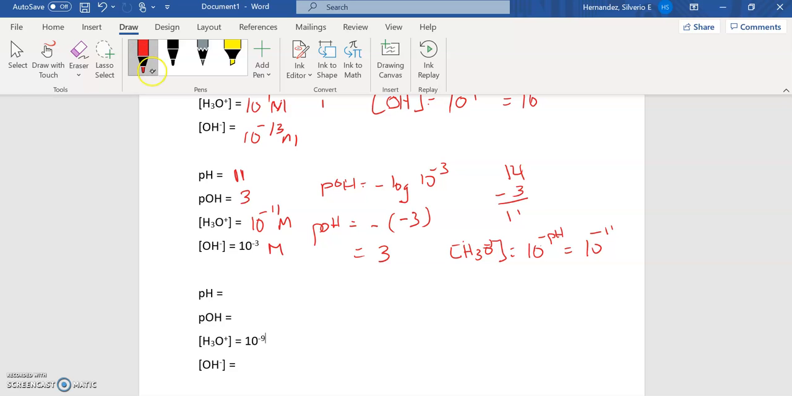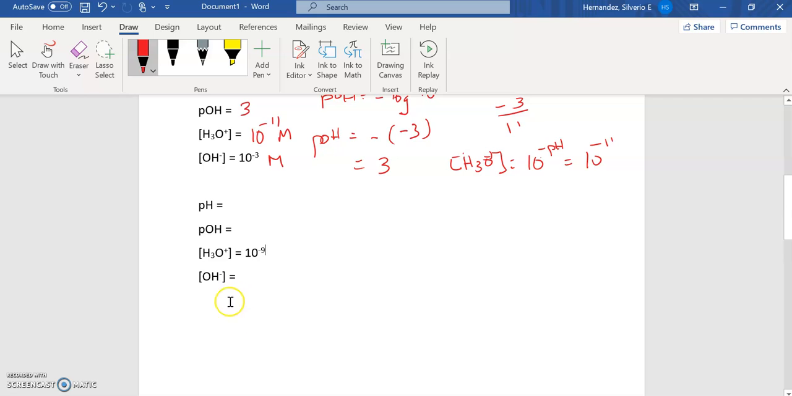All right. And then the last problem that we have here, they've given me the concentration of the hydronium ion, so I'm going to convert that into the pH. Again, the pH is equal to the negative log of 10 to the negative 9. So the log of 10 to the negative 9 is a negative 9. I'm going to multiply that by that negative, and I'm going to get 9. So the pH here is 9.